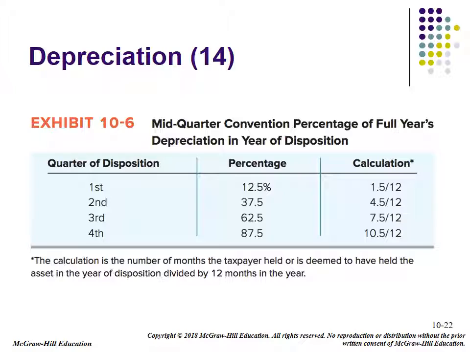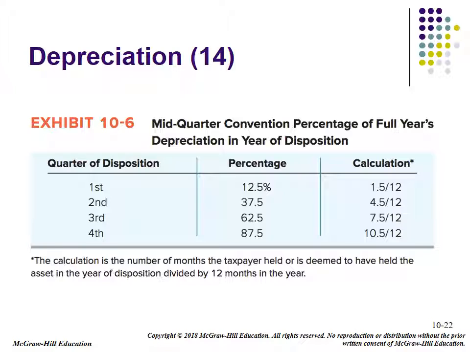What if you're using a mid-quarter convention? Well, the same rule applies. In the first year, it's assumed you bought it in the middle of the quarter. But after that, each year's percentage, except for the final year, is assuming a 12-month use. So you get a full year's calculation there.